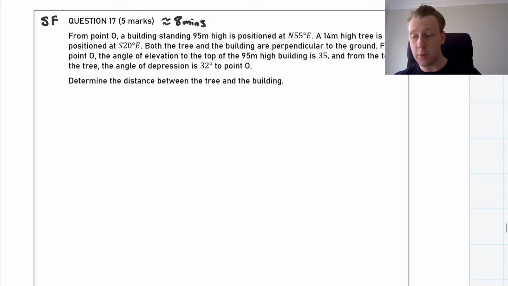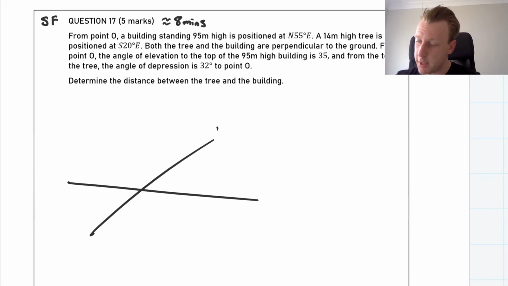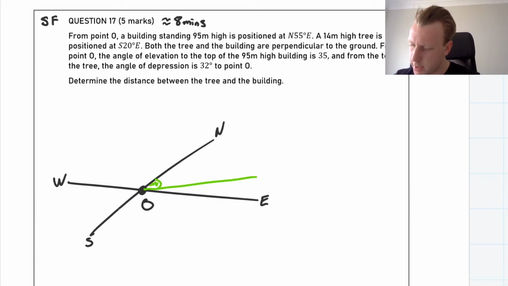So this one is a simple, familiar trigonometry question, a bit of 3D trig. So pause it, give it a go, 8 minutes, see how you go. Okay, so this question here, this is trig in 3D. So I've got a bit of north, south, east, west action happening here from point O. You've got a building standing 95 meters high, positioned at north 55 east. So you go around 55 degrees there, you get this building, and it is 95 meters high there.